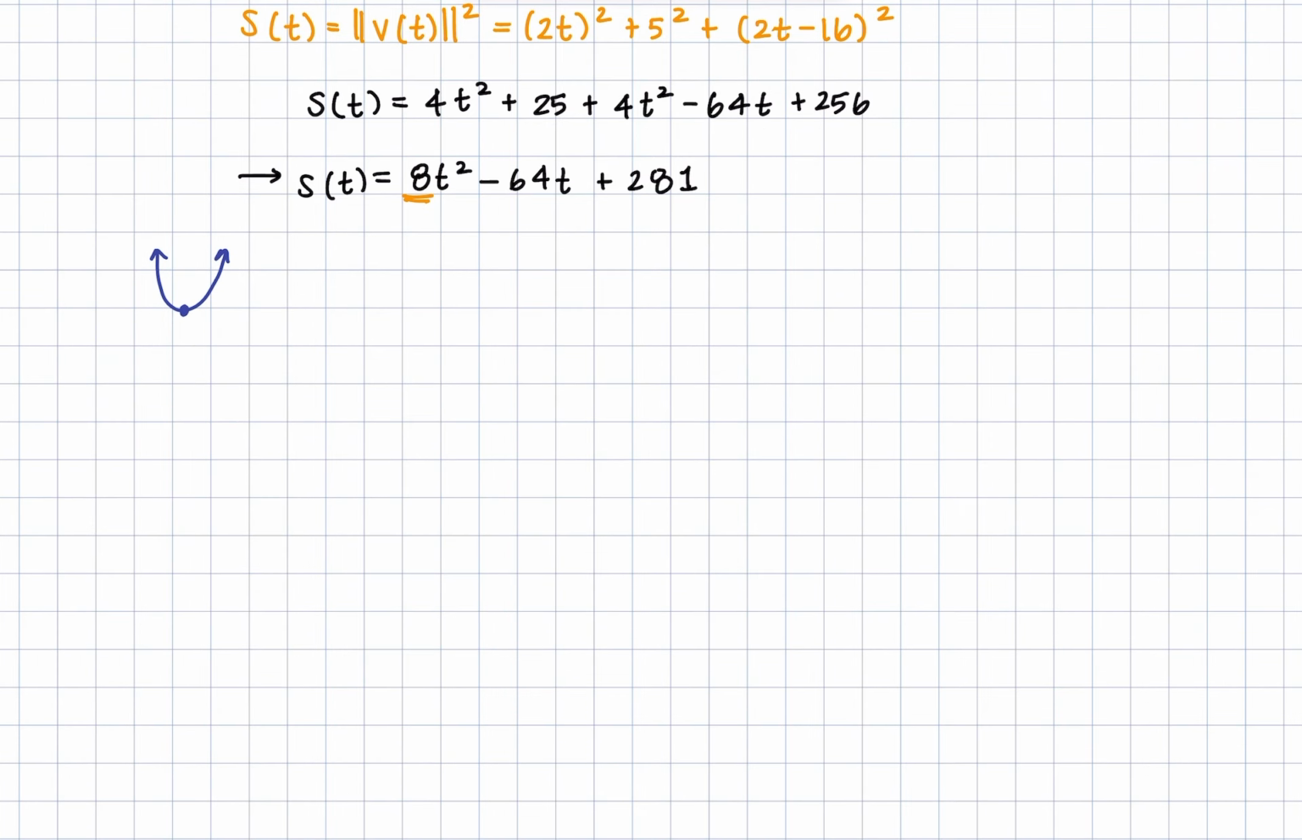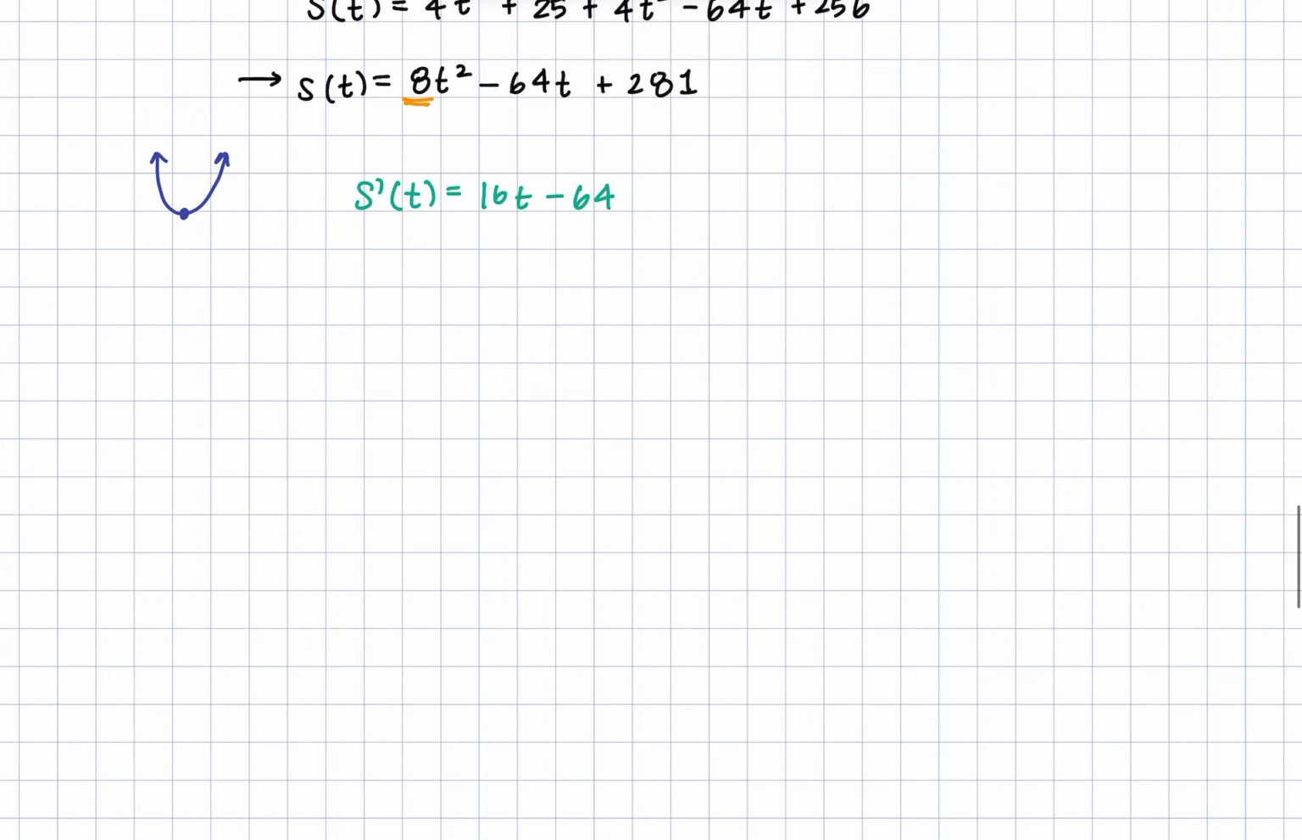So now that we understand what we have and where we are, we can now take the derivative. So the derivative of s of t, so s prime of t equals 16t minus 64. And now I can solve for t. So t equals 64 divided by 16, which should give us 4. So t equals 4.